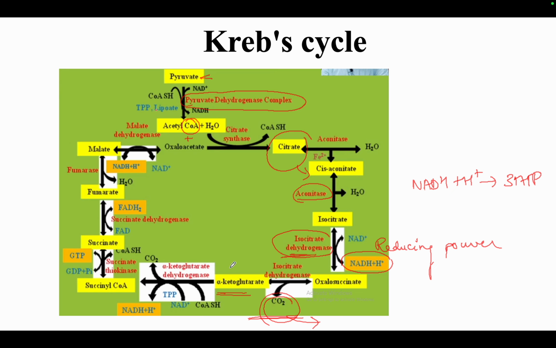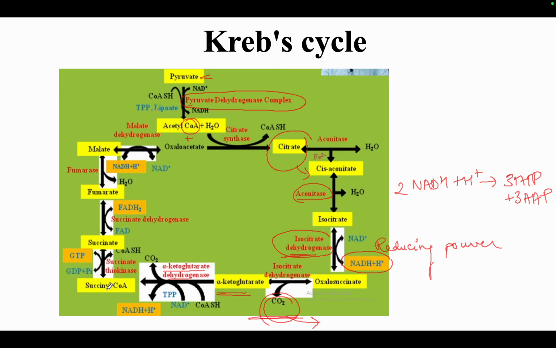Then we have the conversion of alpha ketoglutarate to succinyl CoA, and again the enzyme is alpha ketoglutarate dehydrogenase. As we know, dehydrogenase, so we'll have another molecule of NADH. So we have two molecules of NADH getting formed, and we'll get 6 ATP as of now from the Krebs cycle.